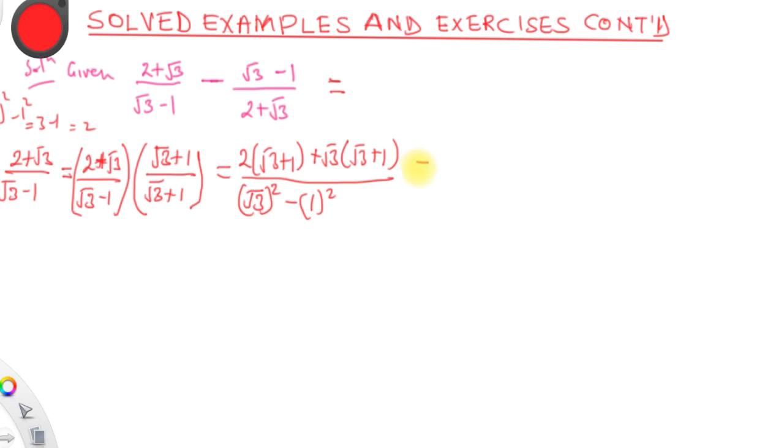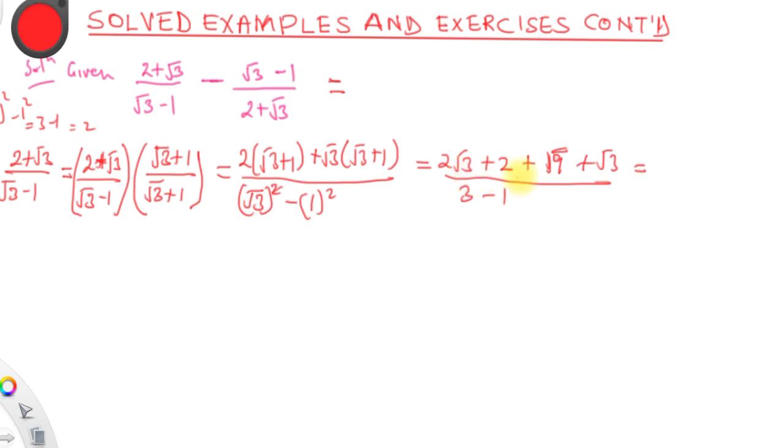So this is equal to 2 times square root of 3, you get 2 root 3. Then 2 times 1, which is 2. Then plus square root of 3 times square root of 3, you get square root of 9. Then square root of 3 times 1, you get plus square root of 3. All over, this is 3: square root of 3 all squared is the same as square root of 3 times square root of 3, which is square root of 9, which is 3. So we get 3 minus 1 here.